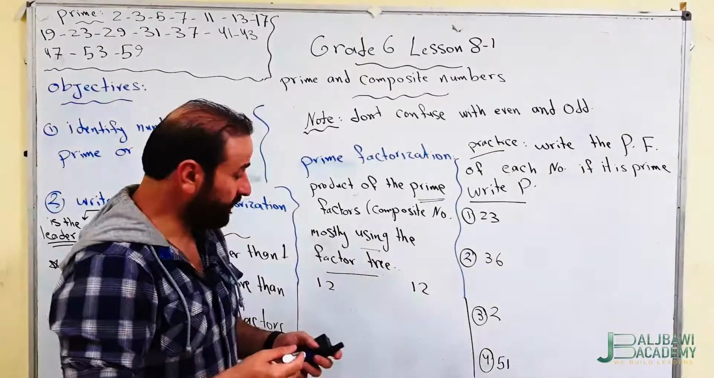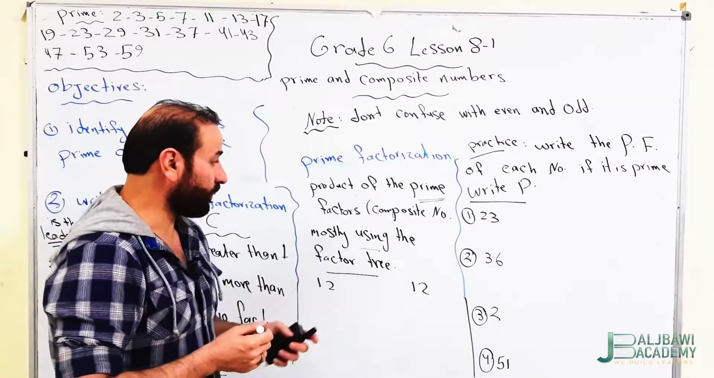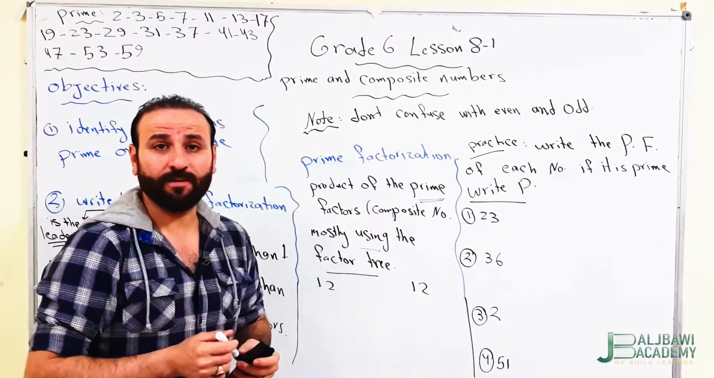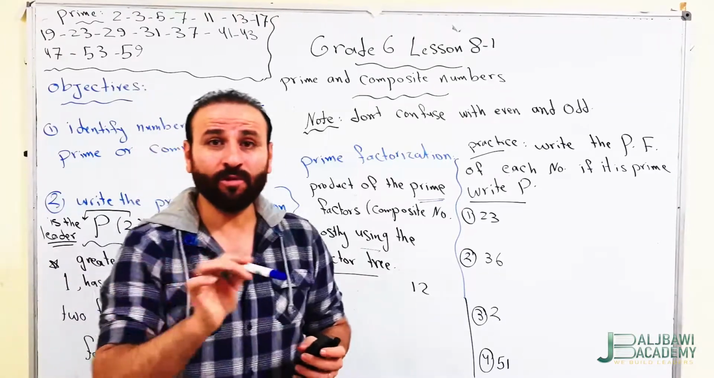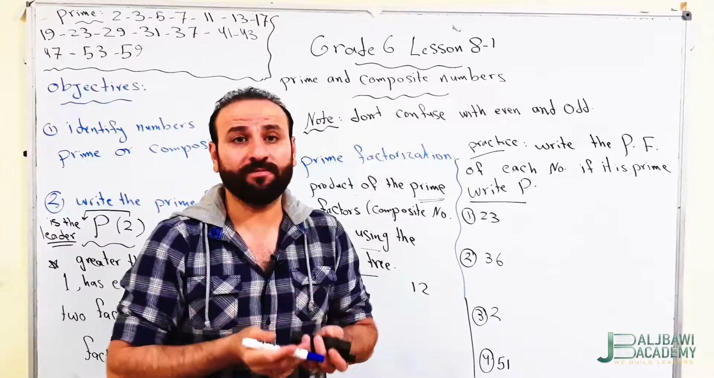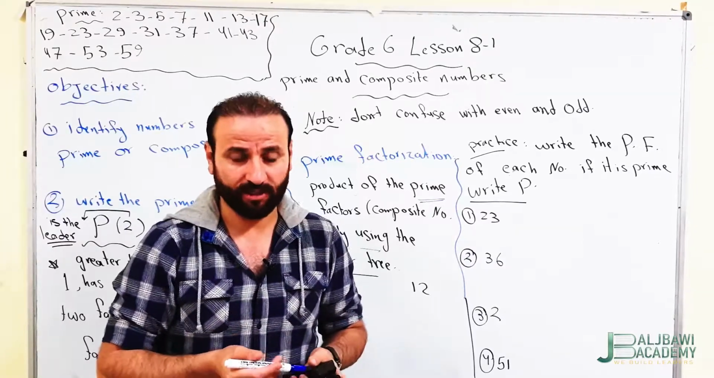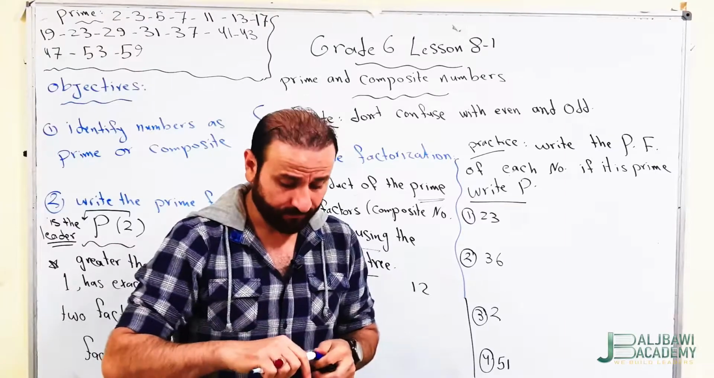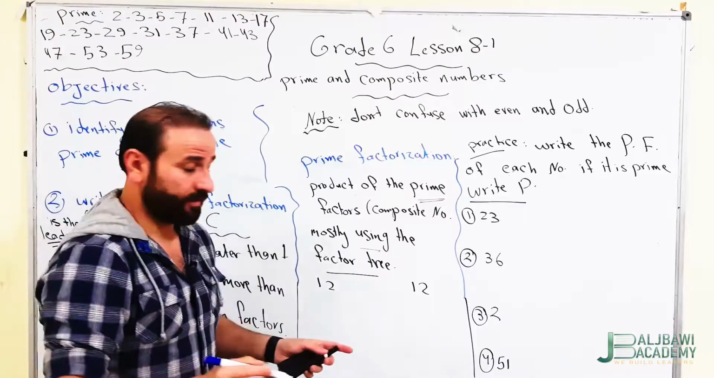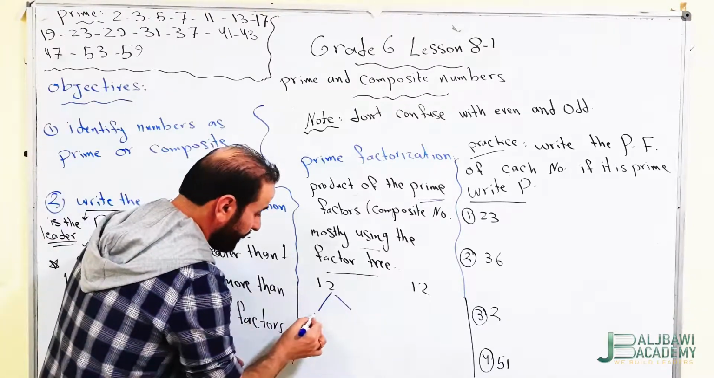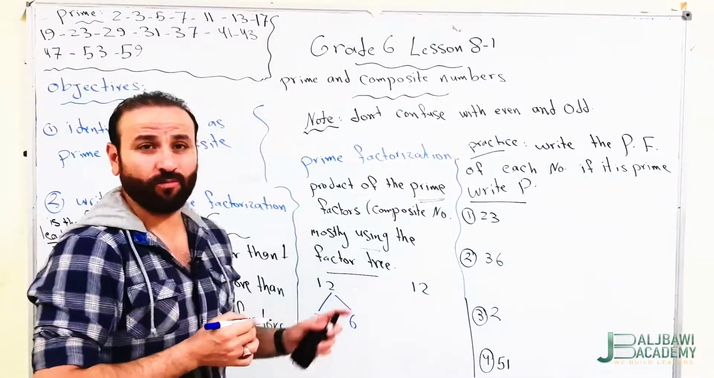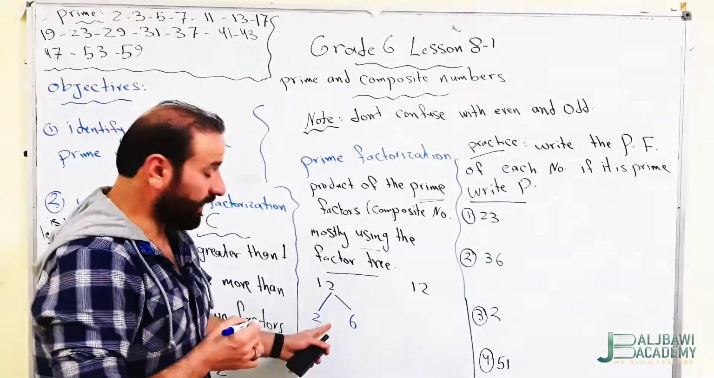For example, this number 12, I want to write the prime factorization using the factor 3. But I will use different factors, because you can start with different factors for any number to write the prime factorization. For example, 12, I can start with any 2 factors of 12. So I start with 2 and 6. So 2 and 6 are 2 factors of 12. If you multiply them, you get 12. So I can start with them.